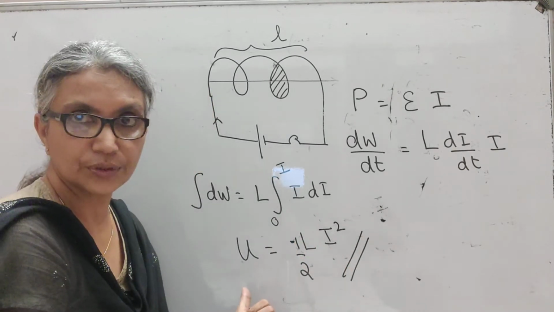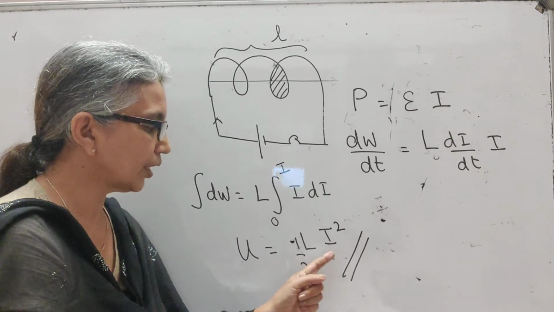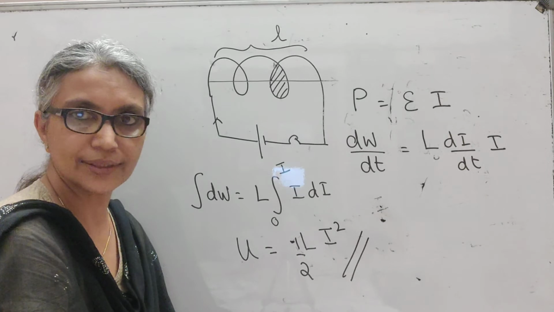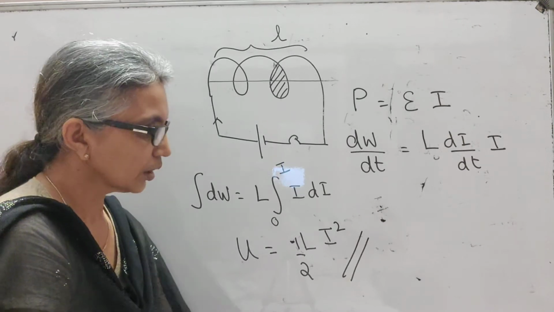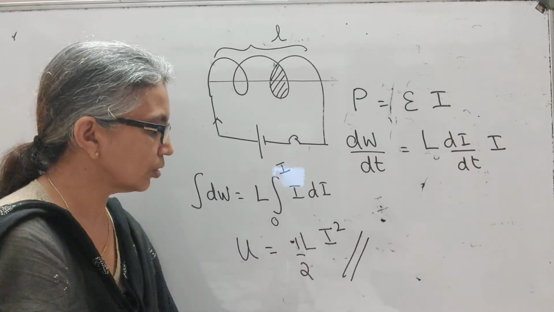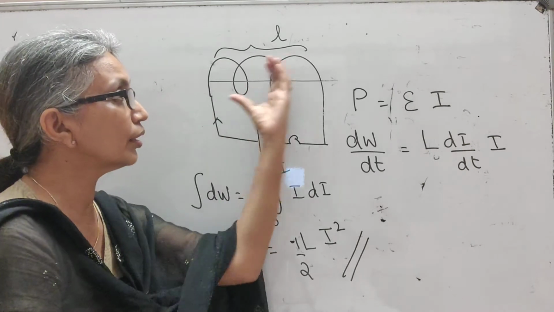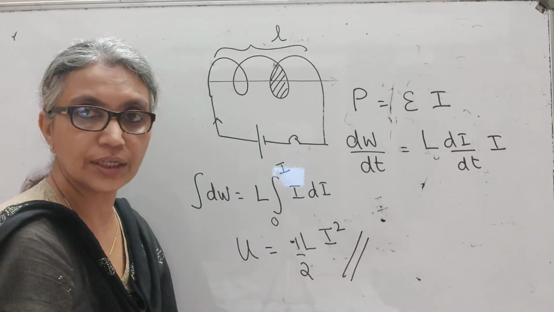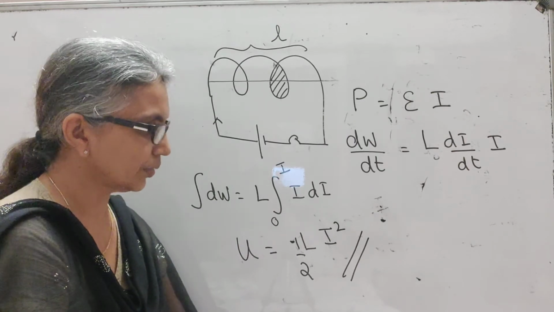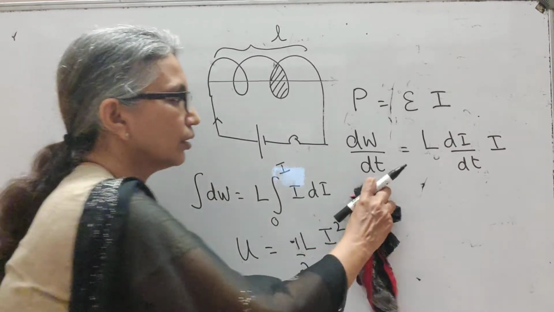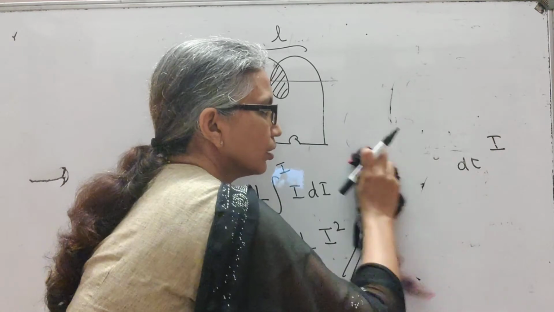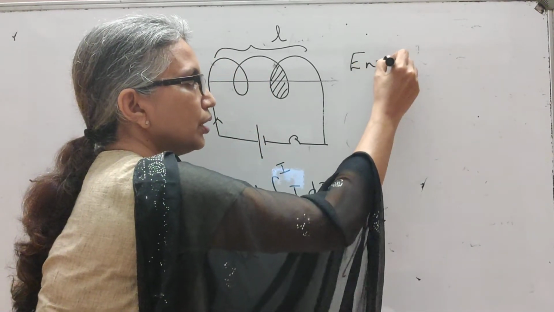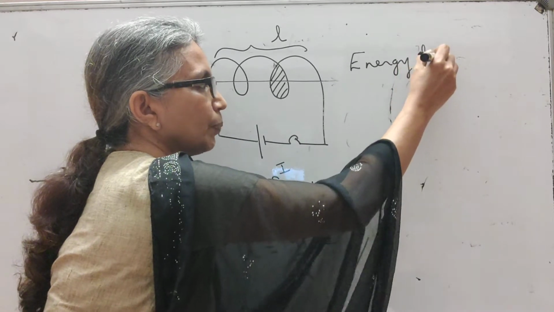So the energy stored, which is work done, is half L I square, where L is the self-inductance of the coil, I is the current through the coil. Now this energy stored is the total energy stored in that whole inductor. If you're going to find out energy stored per unit volume, which is called the energy density, we've also done this in the capacitor.